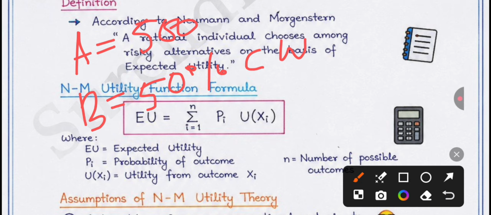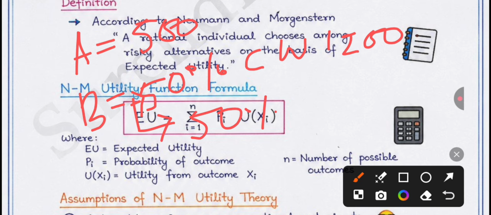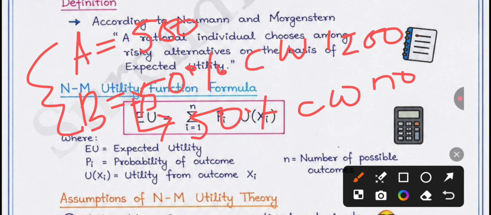1200, and another is a 50% chance of winning nothing. A person will compare the expected utility of both options, option A and option B, and then choose the one that gives greater satisfaction. I hope you all understood.